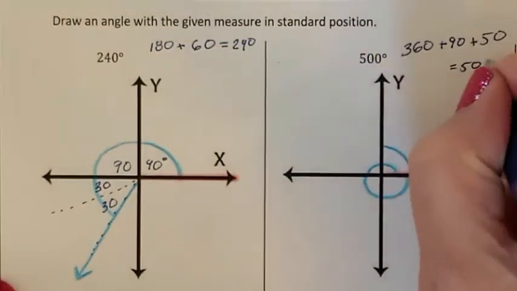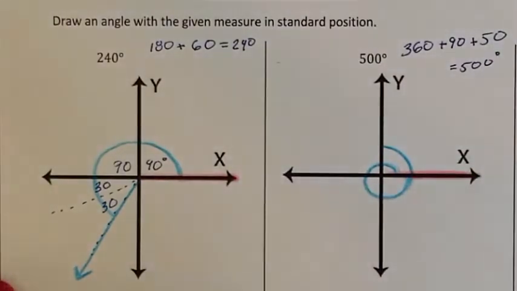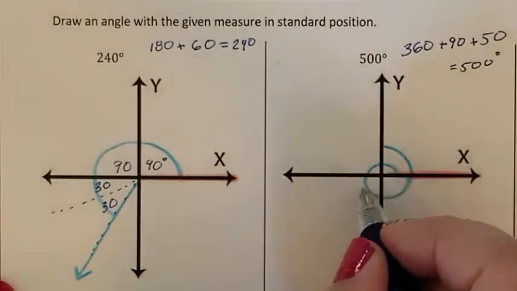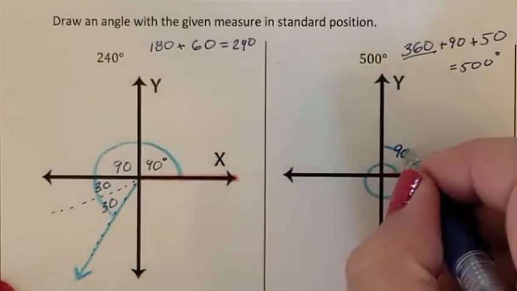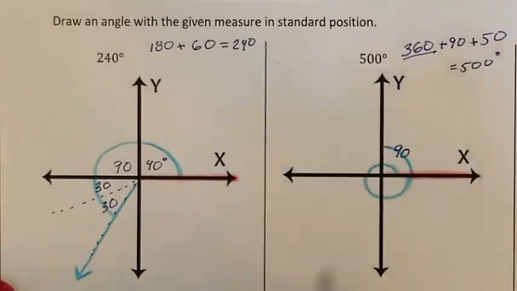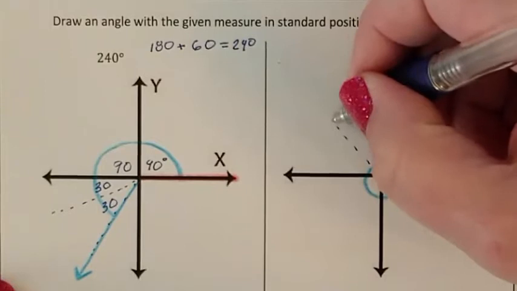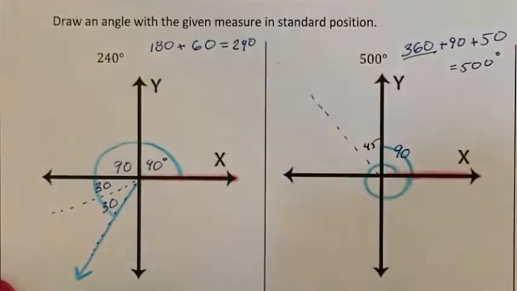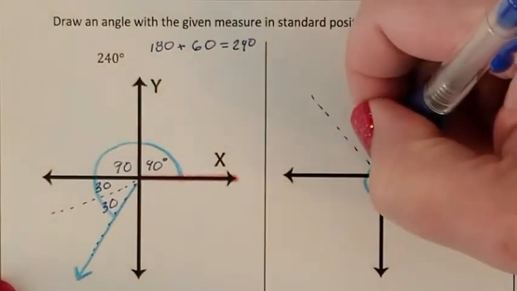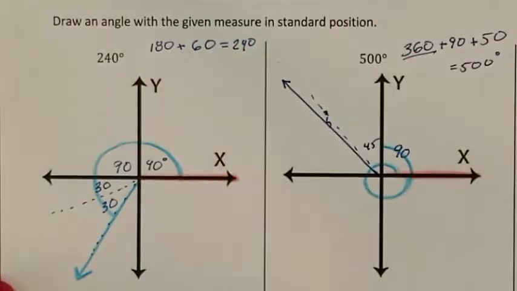I need to add another 50 to get to my total 500. So in here, I need to do another 50. We went all the way around to give us our 360. This was another 90. I need to go just 50 more in here. If I split this right in the middle, this part would be 45 degrees. I need to go just 5 more degrees over, which is just a smidgen more. So this would be 5 degrees.